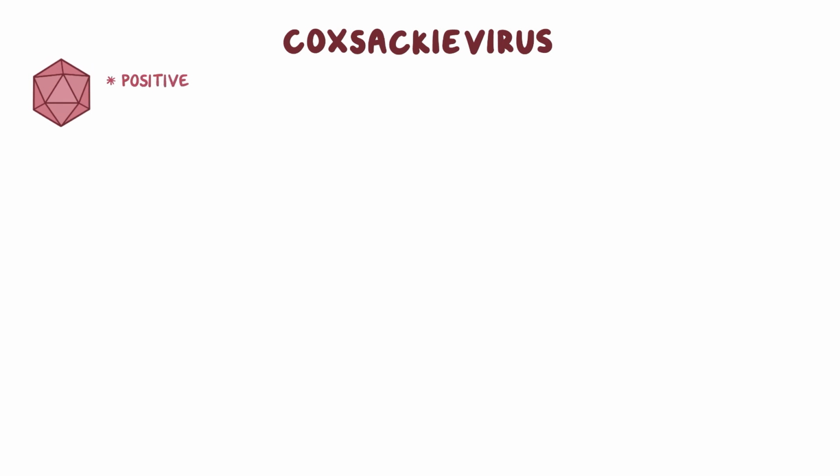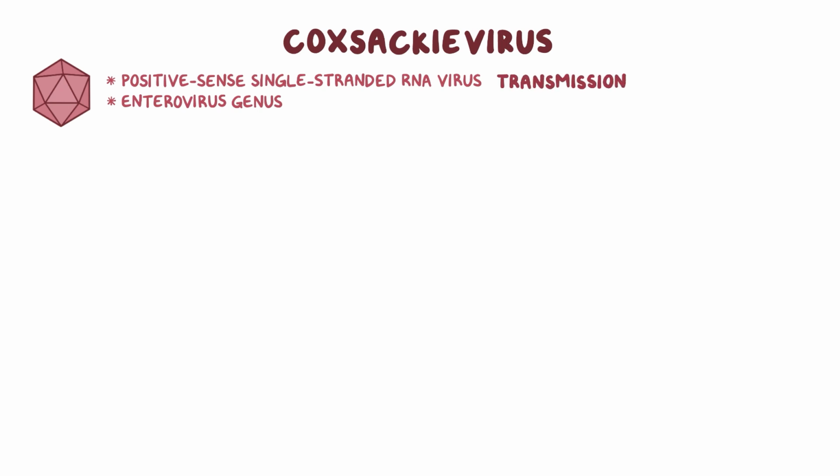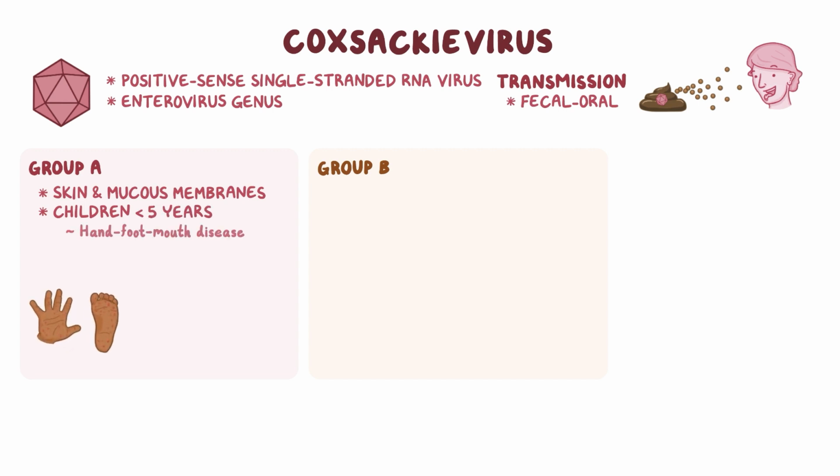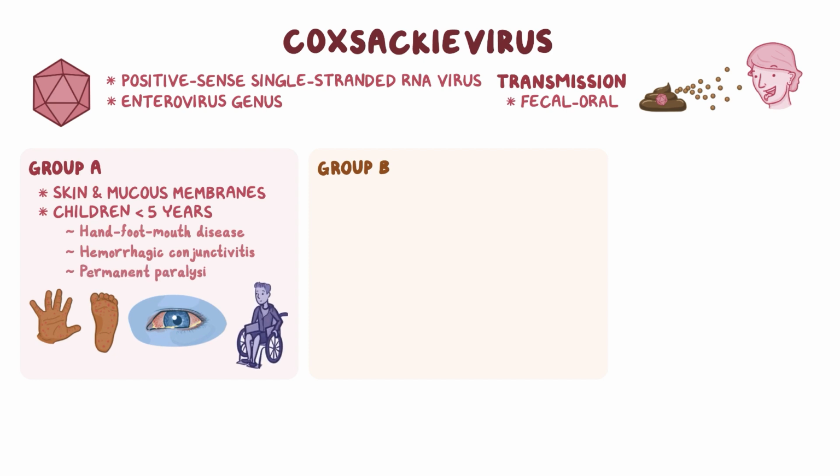Alright, as a quick recap, Coxsackievirus is a positive-sense, single-stranded RNA virus that belongs to the enterovirus genus. It is transmitted from person to person, mainly via the fecal-oral route. Coxsackievirus is divided into two groups, A and B, based on its pathophysiological mechanisms. Group A tends to affect the skin and mucous membranes, mainly in children under 5 years, causing hand-foot-mouth disease, hemorrhagic conjunctivitis, and rarely polio-like permanent paralysis.